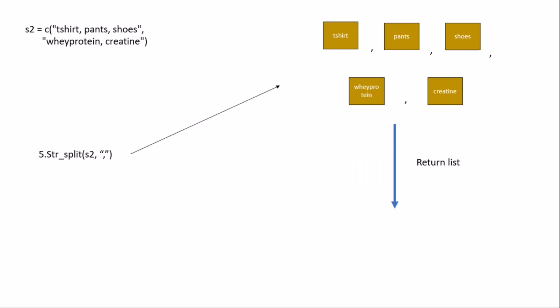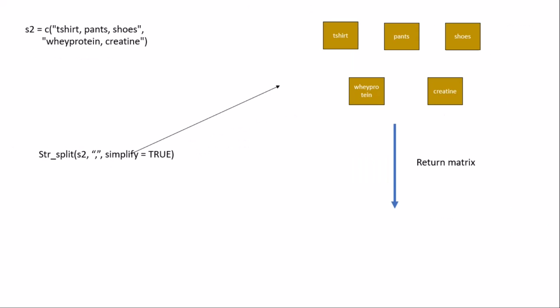Now comes the fifth function, str_split. You can split the string based on the comma. I am writing a comma because, as you can see in the upper side, the string is separated by commas. So when you split by the comma, it returns a list to you.